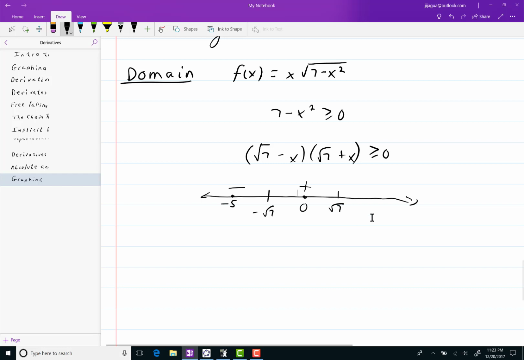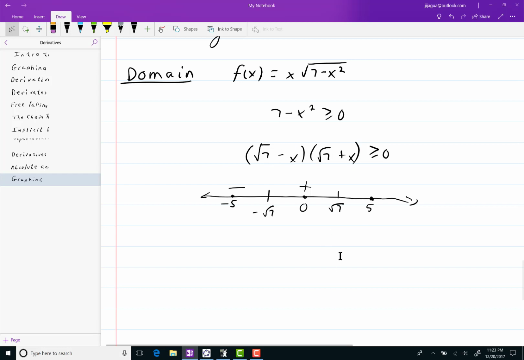To the right of radical 7, I will choose 5, sort of like before. I'm pretty sure I'm going to get a minus, but let me put them in anyway. Radical 7 minus 5 is negative, so that first piece is negative. Radical 7 plus 5 is positive. So you have a negative times a positive, and that results in a negative.